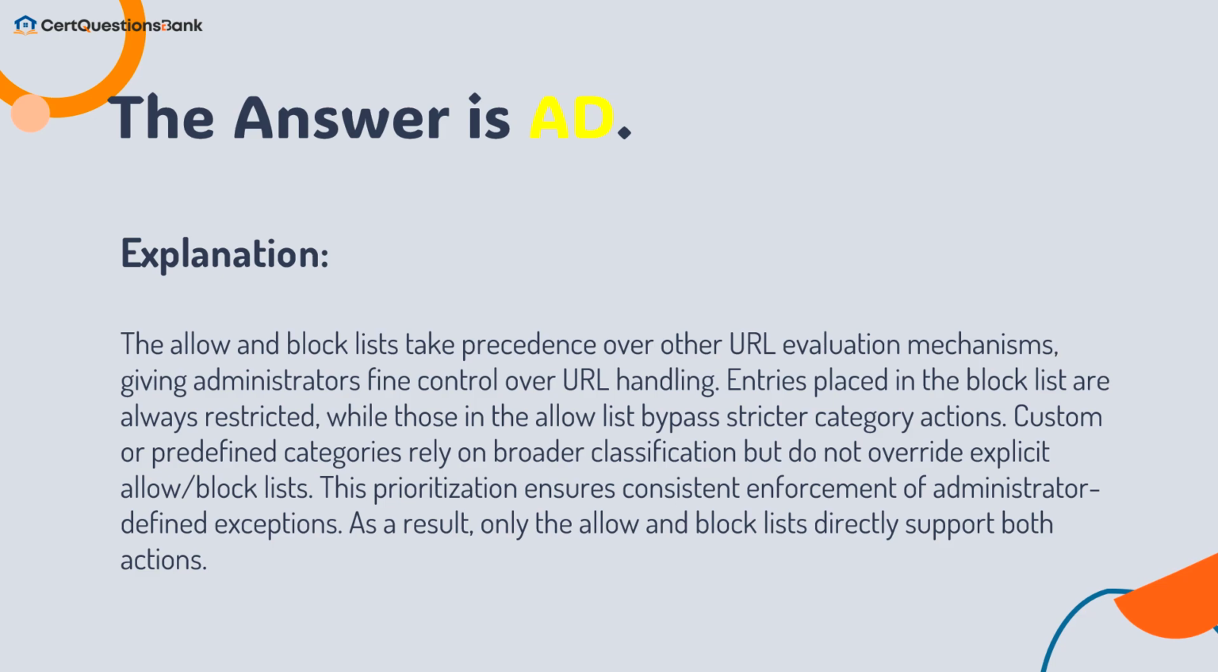The allow and block lists take precedence over other URL evaluation mechanisms, giving administrators fine control over URL handling. Entries placed in the block list are always restricted, while those in the allow list bypass stricter category actions. Custom or predefined categories rely on broader classification but do not override explicit allow and block lists. This prioritization ensures consistent enforcement of administrator-defined exceptions. As a result, only the allow and block lists directly support both actions.